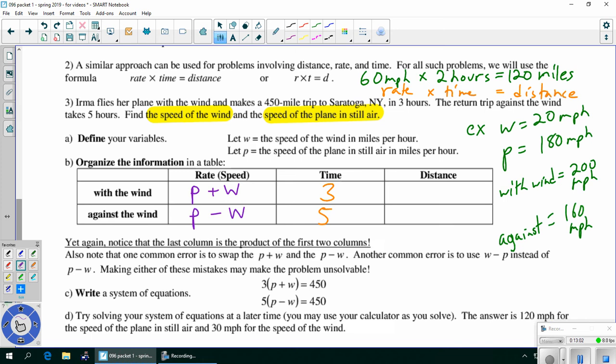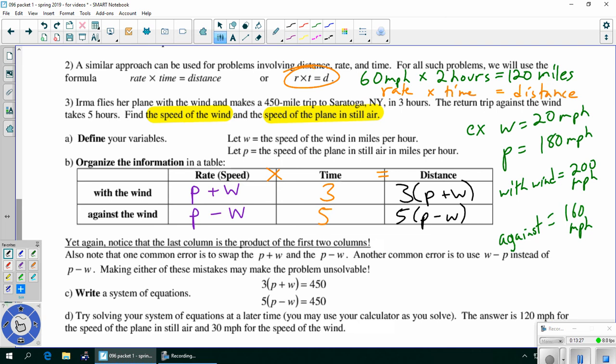Next up, distance. Well, take a look at our brand new formula right up here. Rate times time equals distance. Take a look at the way we've set up our columns. Rate is the first column, times time equals distance. Lo and behold, the last column is again the product of the previous two columns. 3 parentheses P plus W, 5 parentheses P minus W.